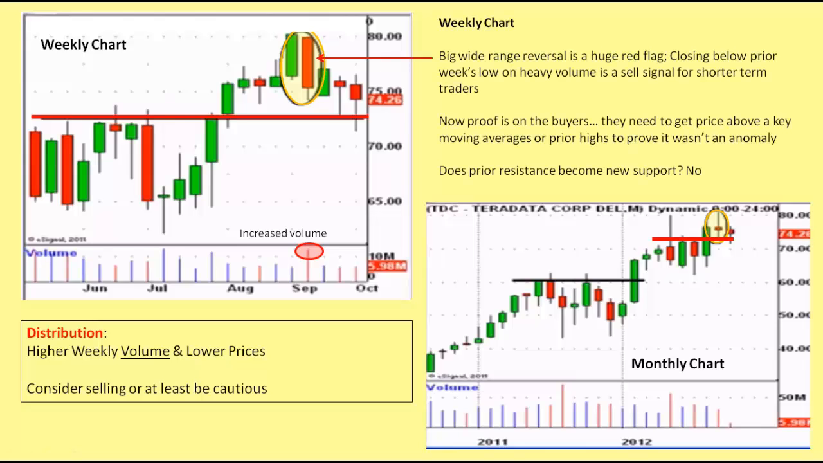So we had a big wide range reversal. That's a huge red flag. It closed below the prior week's low on heavy volume, and that is a sell signal, at least for shorter term traders. And now the proof is on the buyers. They need to get that price back up above that key moving average or to prior highs to prove that it wasn't a fluke. And you also want to ask, does prior resistance become new support as you see a stock pulling back? If the answer is no, that's not a good sign.